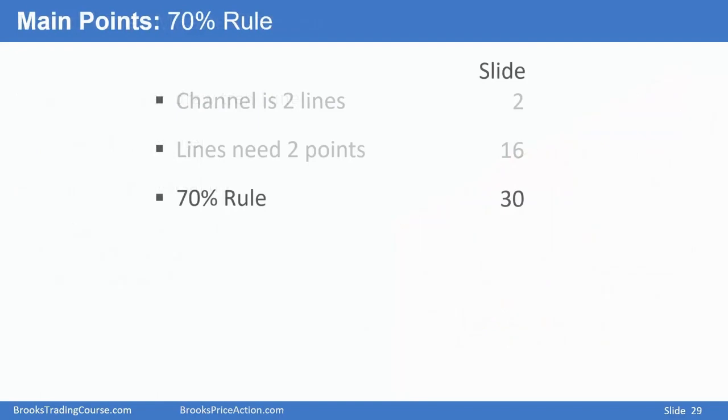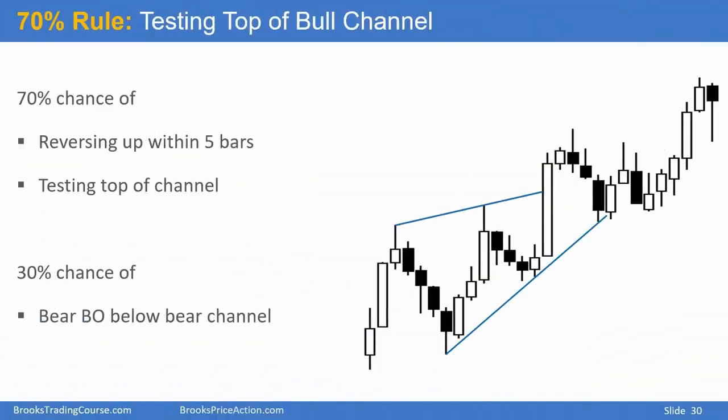I talked several times about the 70% rule. I'm going to talk a little bit more about it here. As I said, you can call it a 70% rule, maybe 75% rule, but the general idea is that if you have a bull trend and you get a breakout above the top of the trend, 70% chance that you'll get a reversal down within 5 bars. If you get a breakout below the bottom of the channel, 70% chance you'll get a reversal up within about 5 bars.